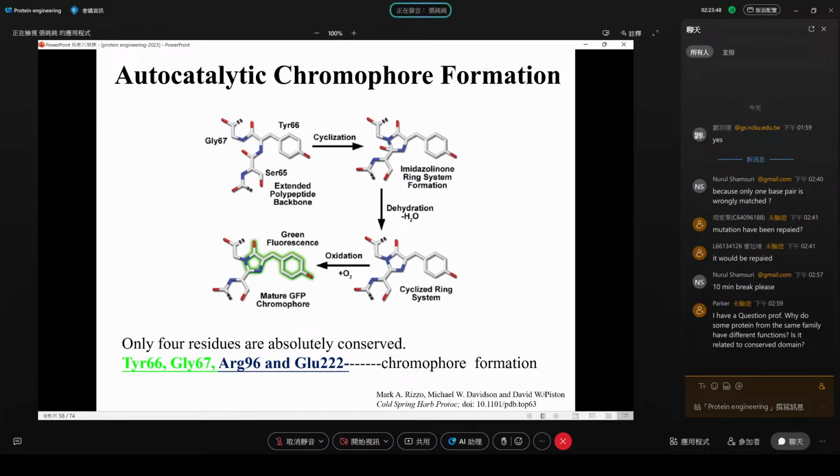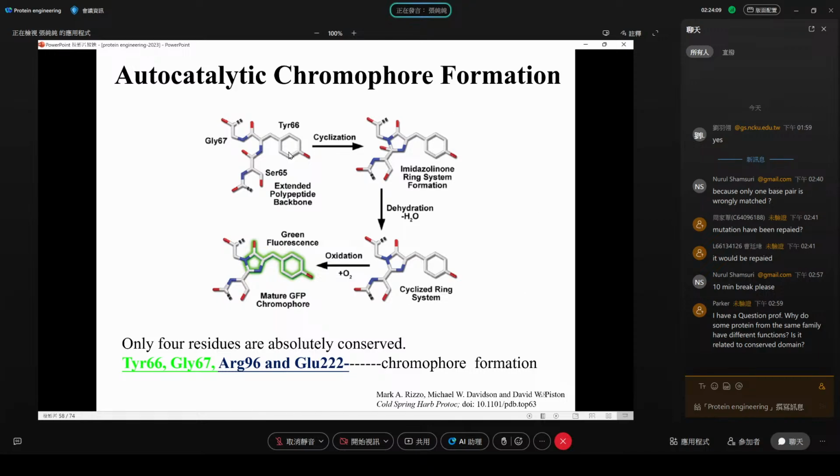But for Roger Tsien, he thinks that it definitely can be improved. It's the first version of the protein, and we already know the secret here. We already know where the chromophore is. We know the whole reaction better. We know how to make this happen. So we look at all the chemical structure here.